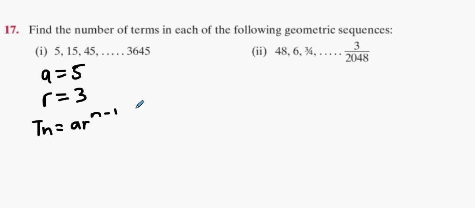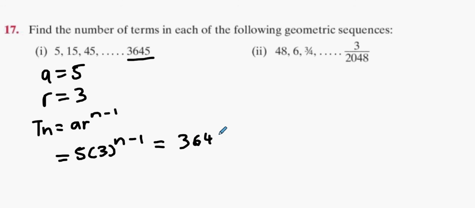AR to the n minus 1, right? So what's that? 5 times 3 to the power of? I don't know what term this is, do I? I haven't got a clue. Alright, how'd you find out? What's the first thing you're going to have to do? Divide by 5, isn't it? What happens when you divide by 5?